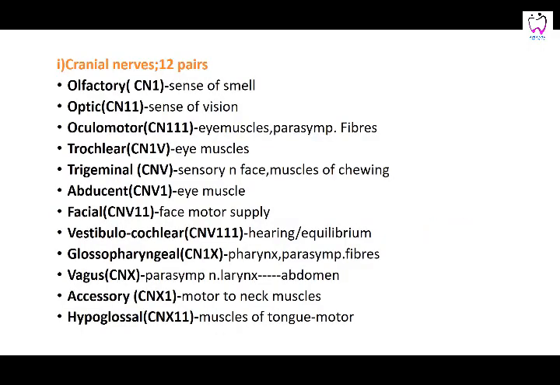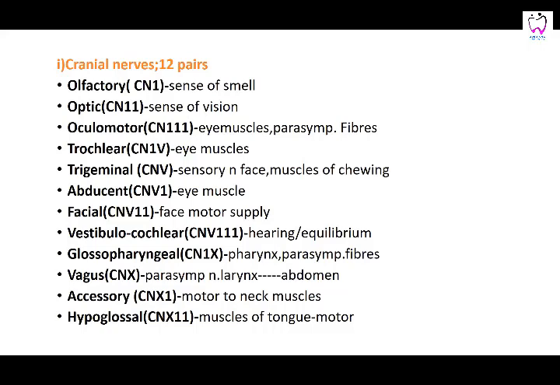So these are the different cranial nerves. One is concerned with smell, two is concerned with vision: olfactory, optic. Oculomotor supplies eye muscles and carries parasympathetic fibers to the ganglia. Trochlear nerve is going to supply one of the muscles of the eye, that is the superior oblique. Then is trigeminal, the most important sensory nerve of the face, and it is also concerned with the muscles of mastication, which are supplied by the mandibular branch of the trigeminal nerve.